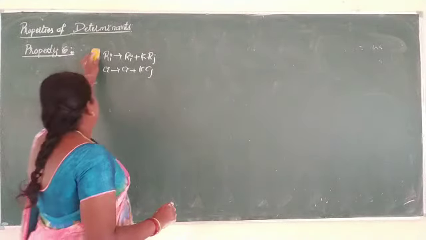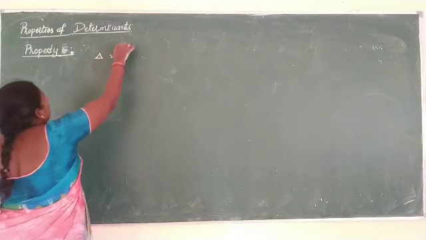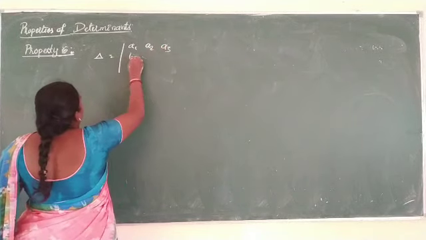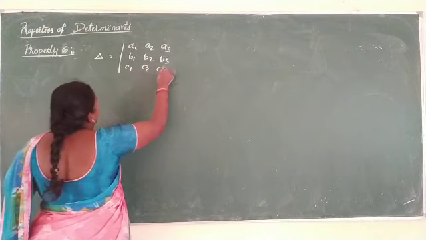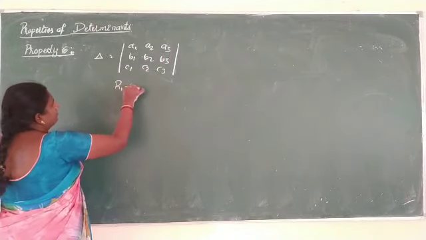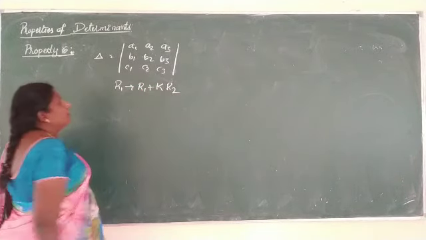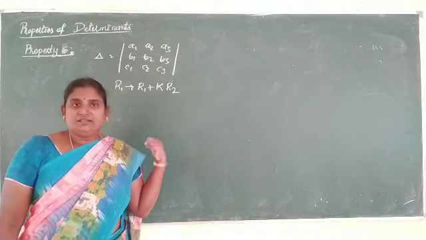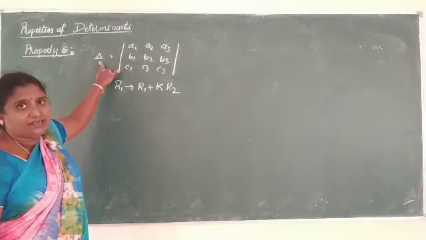First let us take delta is equal to the determinant of A1, A2, A3, B1, B2, B3, C1, C2, C3. After that apply the operation R1 goes to R1 plus K R2. So what is our property 6? Even though you apply this operation, the value of the determinant cannot be changed. So finally you should get the delta value only.